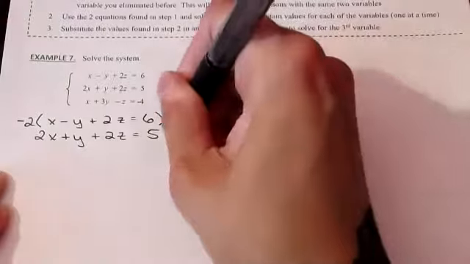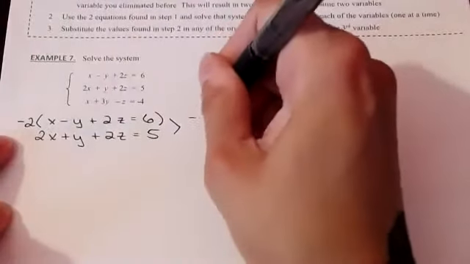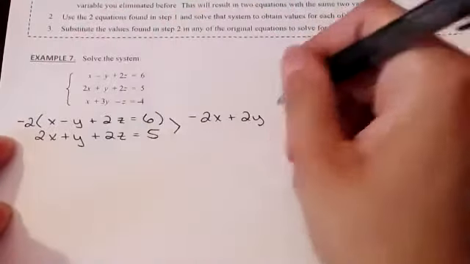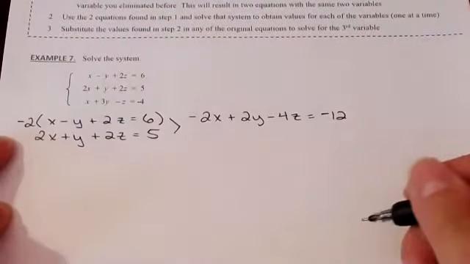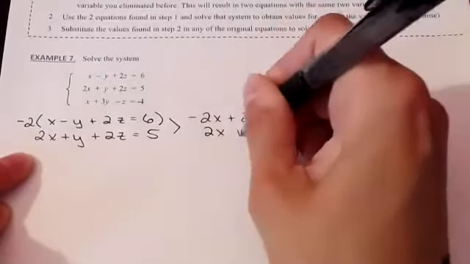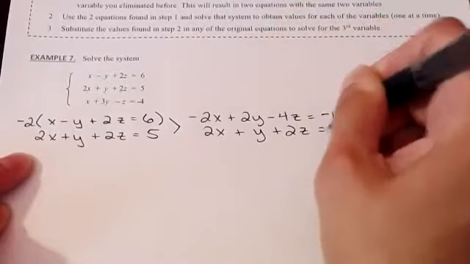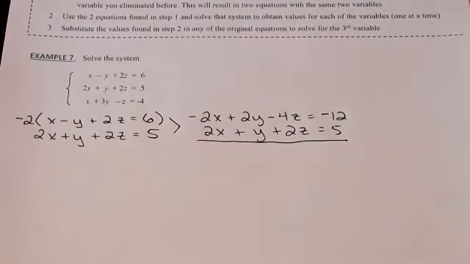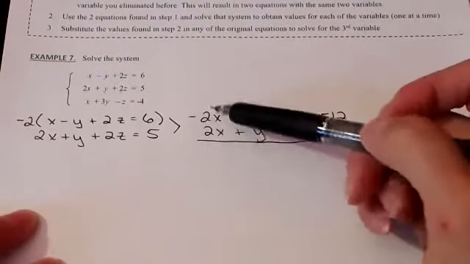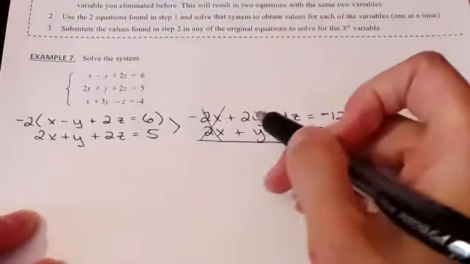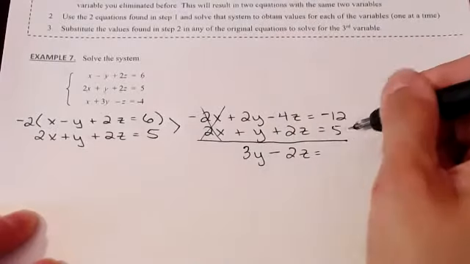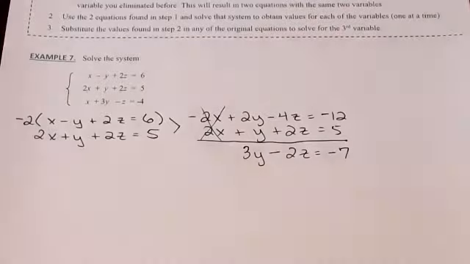So let me go ahead and distribute and see what we get. We have negative 2x, positive 2y, negative 4z is equal to negative 12. The second equation can stay exactly as is because they are opposites already. So I don't have to worry about multiplying by any kind of coefficient. Notice our x's here are eliminated. And I'm left with 3y minus 2z is equal to negative 7.